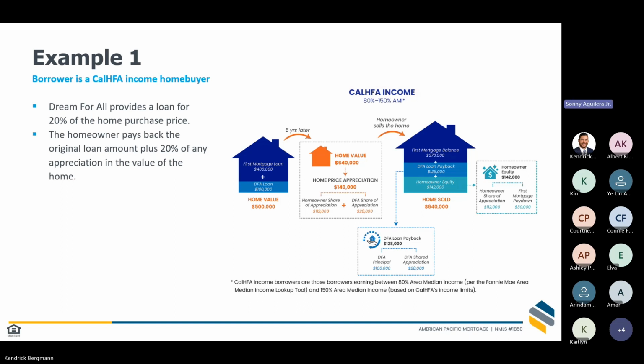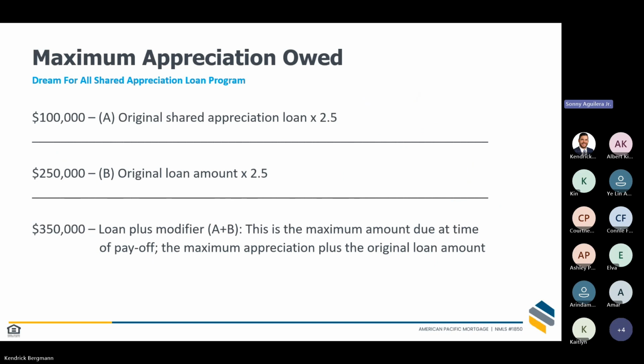Now, the maximum appreciation you can owe is 2.5%. So if you borrow $100,000 of the Dream and say you hold on to it for 15 years, and at some point you either refinance or sell the home, and your home goes up 3 times of what you paid for it, the maximum you pay back is $250,000. So it's $100,000 of the original loan amount plus $250,000 of the shared appreciation, for a total of $350,000 that will go back to Cal HFA.